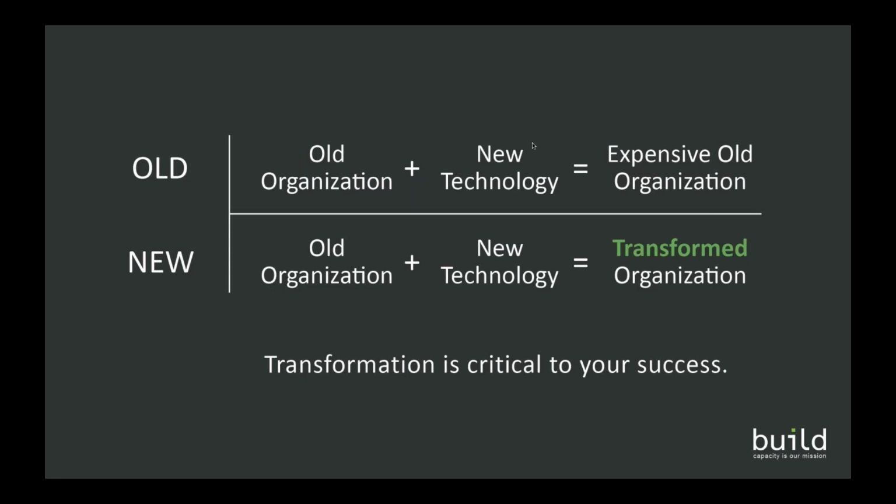The fact that they don't just come when you build it is perfectly captured in our favorite formula, the abbreviation of which is OO plus NT equals EOO. If you take an old organization and you just add new technology to it, you're likely to just have an expensive old organization. The key is to find the right things to add to the formula that will make the outcome a transformed organization, because that is critical to your success.